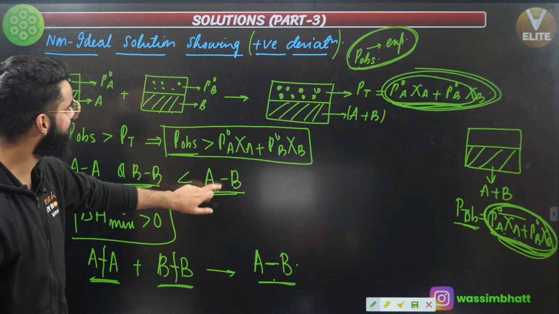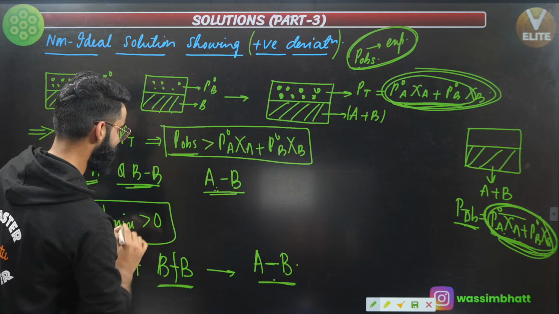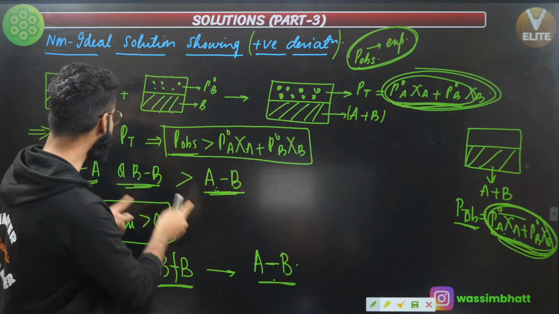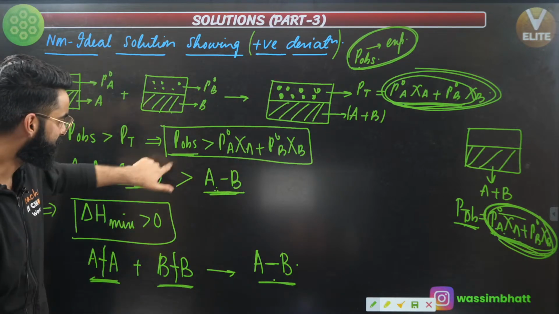AB force of attraction is less, right? I have shown it wrongly over here. It is less. AB force of attraction will be less than that of AA and BB. Then only there will be more vapors, right? Okay, that was my mistake, my bad.